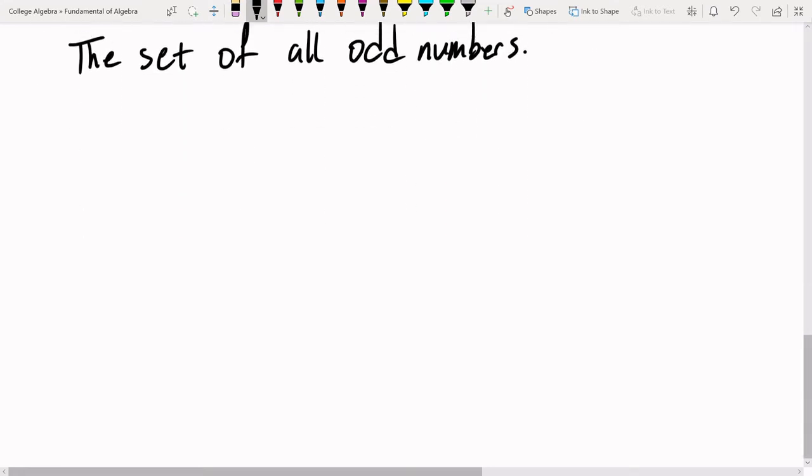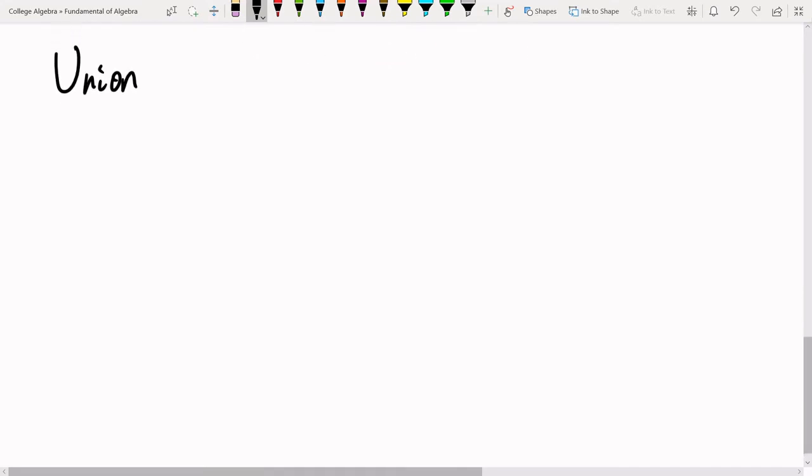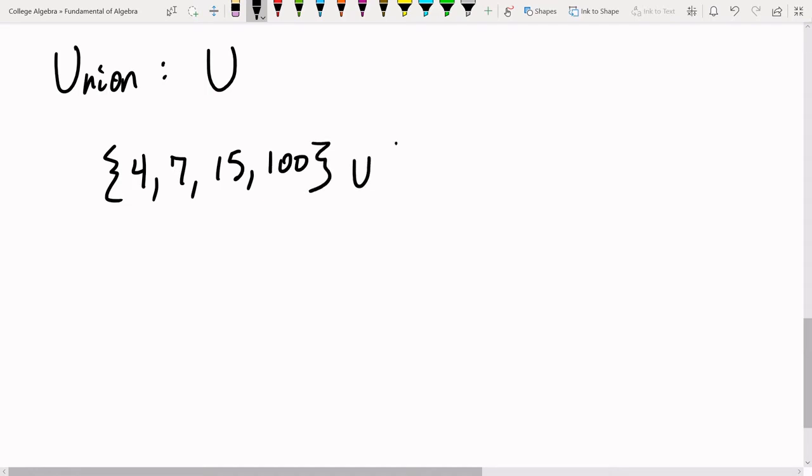The first one is the union. The union is abbreviated with just like a big U. And this is saying, what is the most that I can have? So for instance, let's say I had two sets like this: 4, 7, 15, and 100. And I union this with the set of 1.3, 8.496, 7, and pi. What's the solution to this?